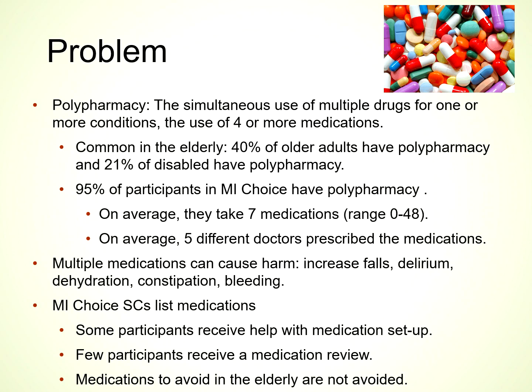95% of the participants have polypharmacy. On average, they take 7 medications with a range of 0 to 48 medications. And on average, 5 different doctors prescribe the medications. Multiple medications can cause harm: increased falls, delirium, dehydration, constipation, and bleeding.